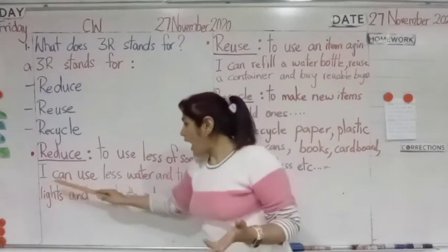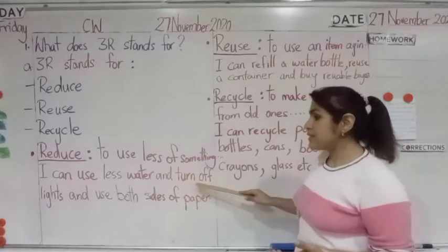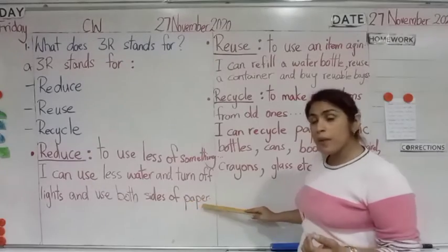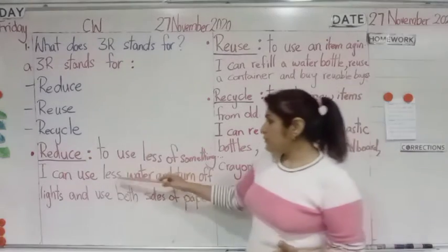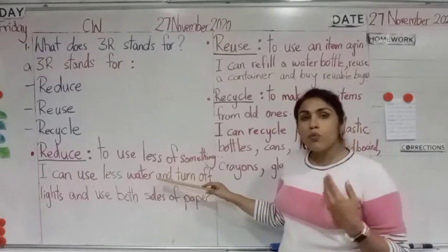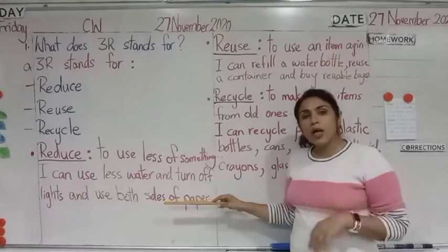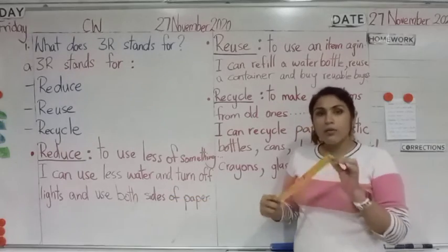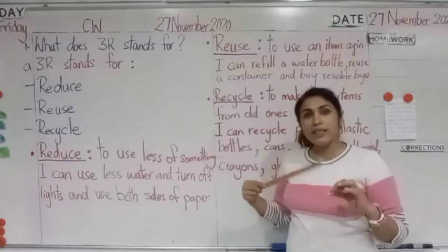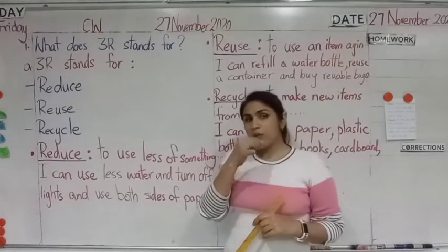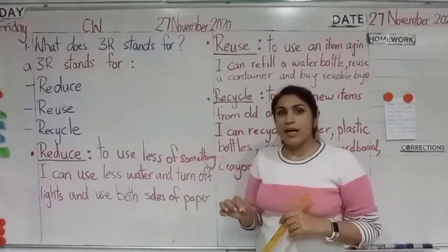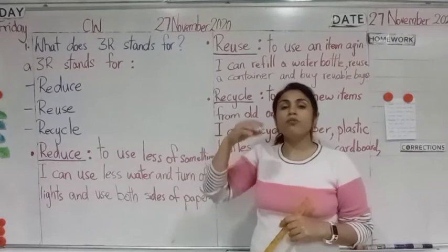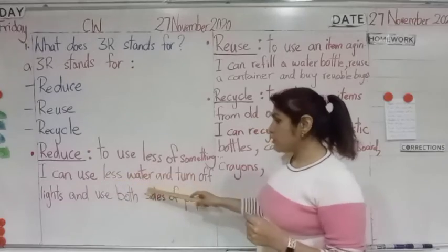For example, I can use less water, turn off lights when not in use, and use both sides of the paper. Take using less water. While you're brushing your teeth, you do not leave the tap running. You wet your brush, which has paste on it, and then start scrubbing your teeth up and down and sideways. During that time, your water tap should be turned off, not left open for the water to run. So that means you can use less water.